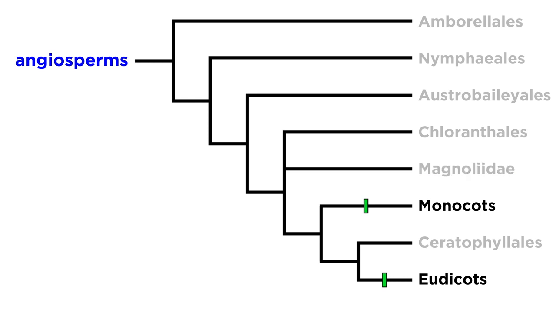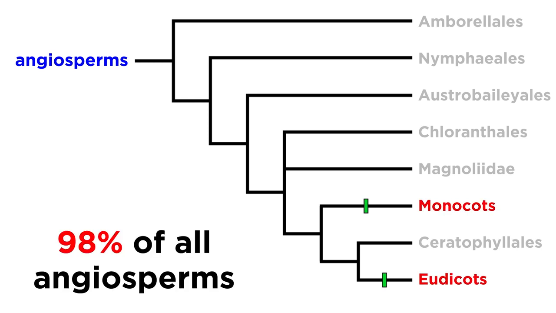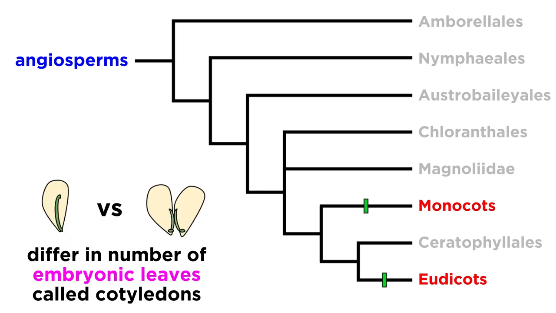So that leaves us with just two clades left to cover, the monocots and the eudicots. These two clades make up almost 98% of all flowering plants and are the two groups most commonly discussed in angiosperm classification. Their names refer to the first embryonic leaves, or seed leaves, that appear on the plant embryo. These are also called cotyledons. A monocot embryo has a single cotyledon, while a eudicot has two cotyledons.